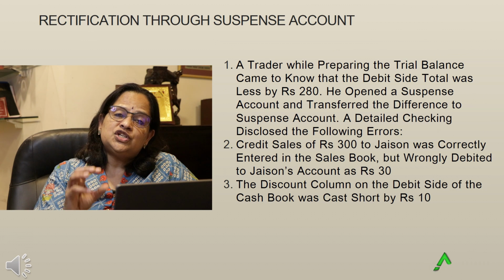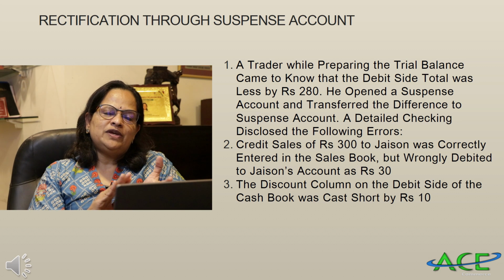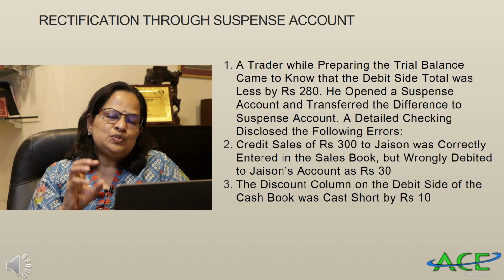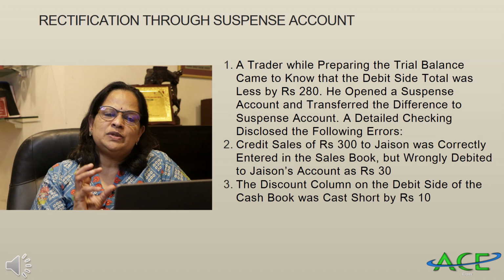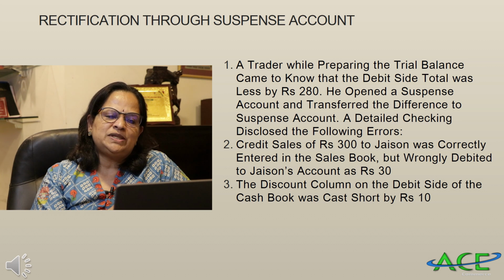Now rectification through suspense account. So this is what I am going to explain. We have seen one-sided error and two-sided error. Now how are we going to rectify through the suspense account? Suspense account, I told you, is only a temporary arrangement. It's not a permanent arrangement. Till we locate the error and rectify it, we will keep the suspense account.